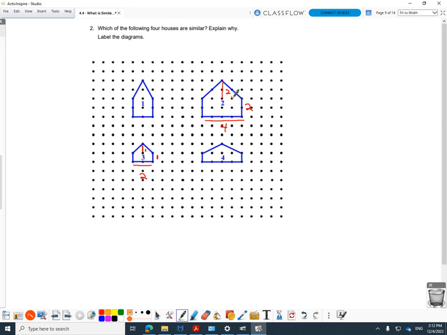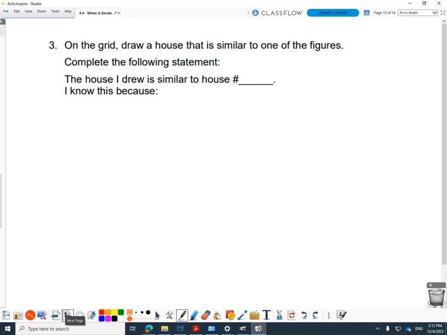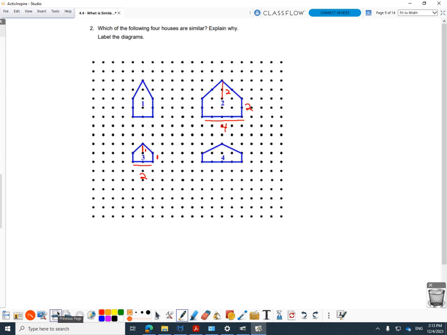And what does it say to do? On the grid, draw a house that is similar to one of the figures. Ooh. Which one do you want to do? Let's leave 1, 2, and 3 out of it. Let's do a house that's similar to 1 or 4. Which one do you want to do? 1. We're going to do a similar house to 1. What multiplier would you like to use? 2. He wants to do 2 again. We're going to double house 1.